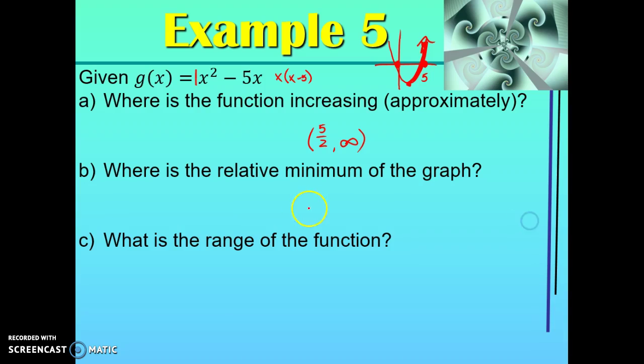Relative minimum, well I already know that. A relative minimum occurs at 5 halves. Now if I want to know the y value of that, I've got to plug it in. So I can take my 5 halves, square it, minus 5 times 5 halves. 25/4 minus 25 halves is going to be -25/4.